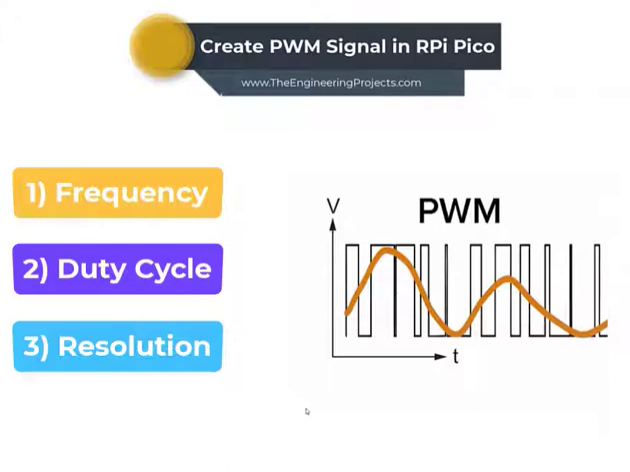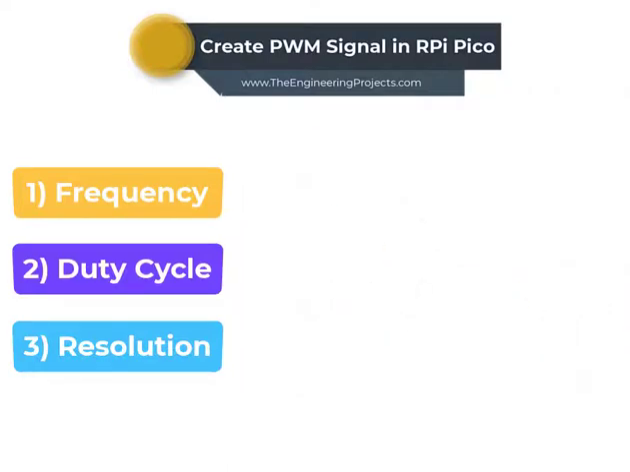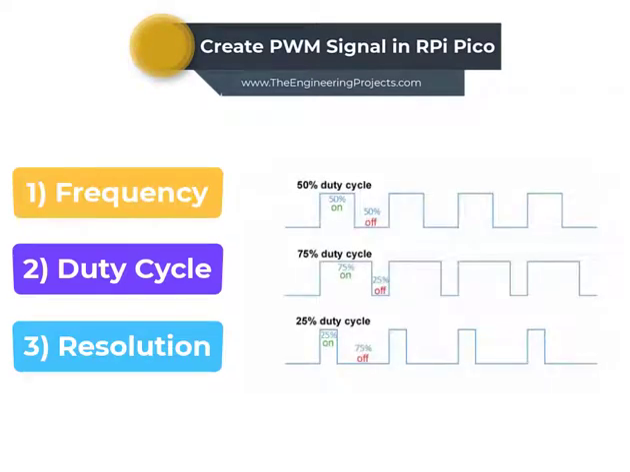Frequency represents the number of cycles taken in 1 second. The second factor is the duty cycle, which represents the time for which a digital pulse is high. And the third factor, that is the resolution, represents the number of maximum steps a signal can take while reaching from 0 to its maximum value.